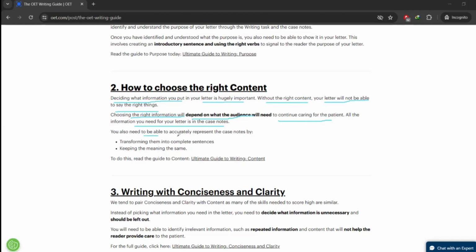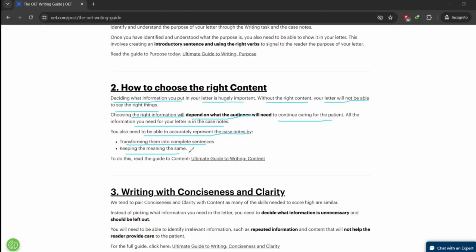You will also need to be able to accurately represent the case notes by transforming them into complete sentences and keeping the meaning the same. Okay. So I think it is self-explanatory that you should choose the right information from the case notes, and sometimes you have to convert it into complete sentences.